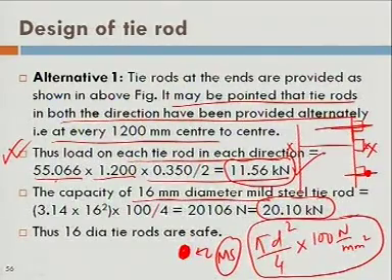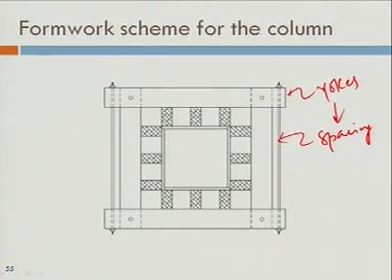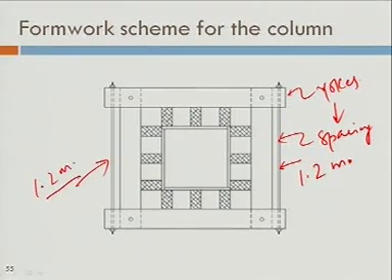Coming to this alternate tie rod location, I will show you in the sketch. For example, for this side, every 1.2 meter you are putting the tie rod. Here also you are putting every 1.2 meter. So at one level, only in one direction tie rods are provided. Do you understand this? Spacing in vertical direction, 1.2 meter.